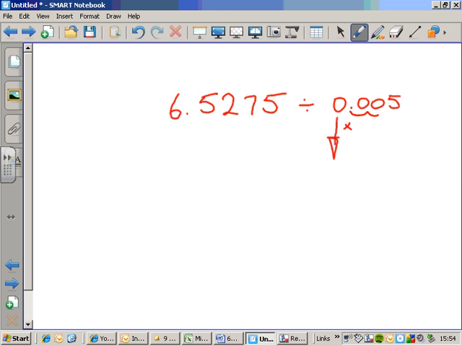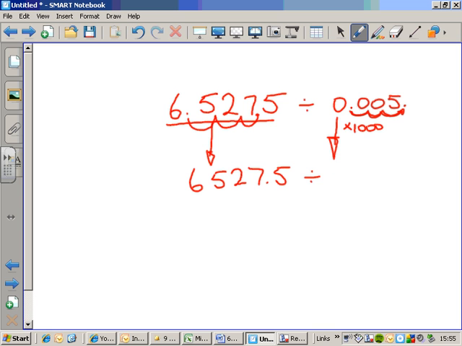So I need to move my decimal point out the way, 1, 2, 3 spaces to the right. That's times not by 10, not by 100, but by 1,000, isn't it? So times by 1,000. And if I times the number on the right by 1,000, I'll do the same thing over here. Keep my numbers in proportion to make sure I get the same answer at the end as I would have got with the original numbers. 1, 2, 3 spaces to the right, gives me that. 6, 5, 2, 7, 5 divided by, and the rest.